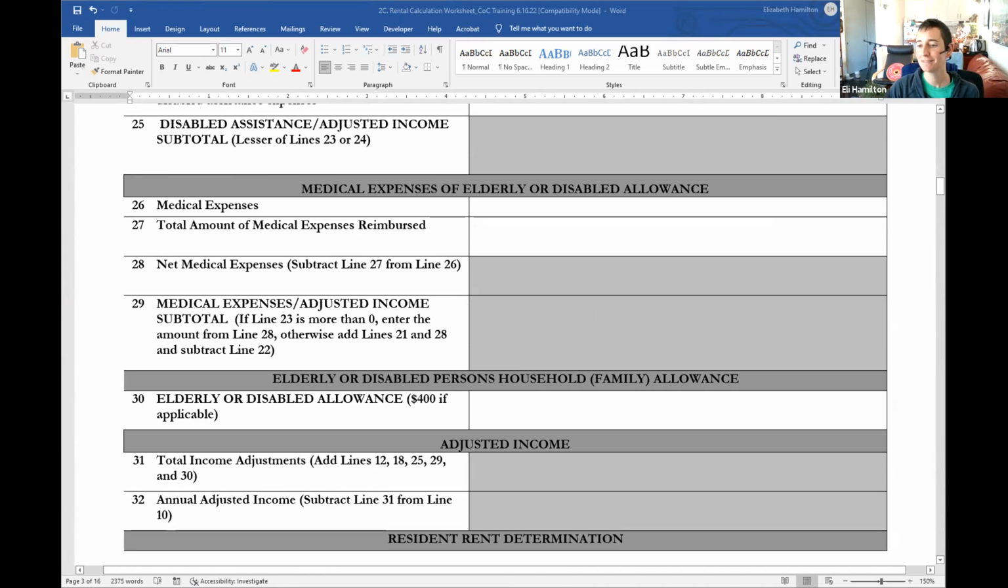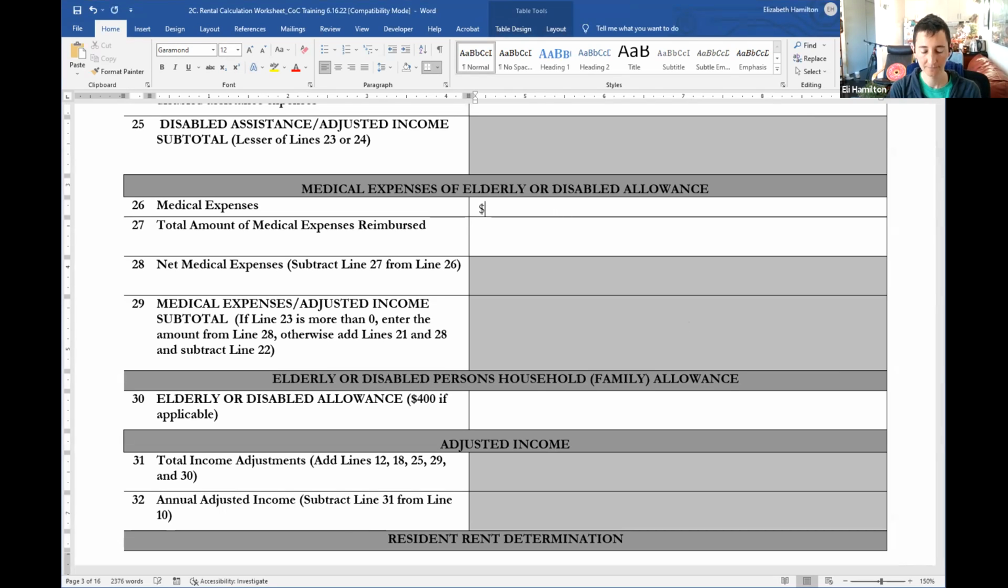Okay, but the next one, this is a separate allowance for medical expenses. So to calculate the medical expenses allowance, you look at unreimbursed expenses for the head of household or the head of household spouse if they are over 62 years of age or if they have a disability. Okay. So I've heard people call out the unreimbursed expenses. Yeah, exactly. That in the chat. So you'd want to put in the $8,000 of total medical expenses and the $6,000 of reimbursement, and then you'd get the net total.